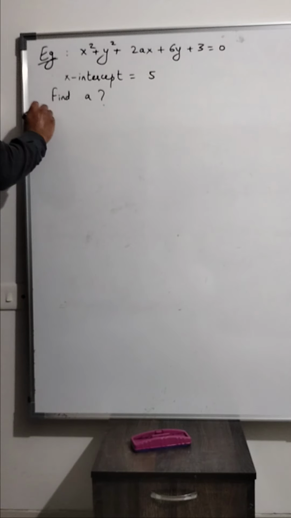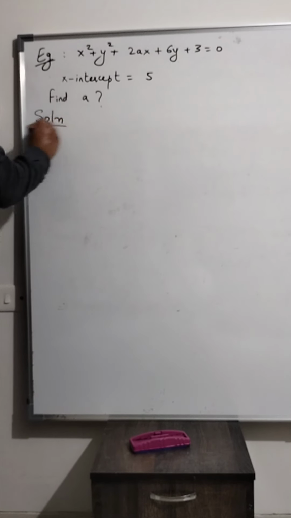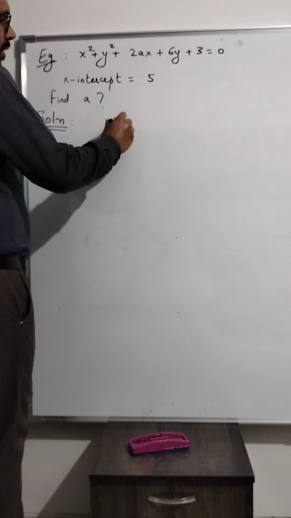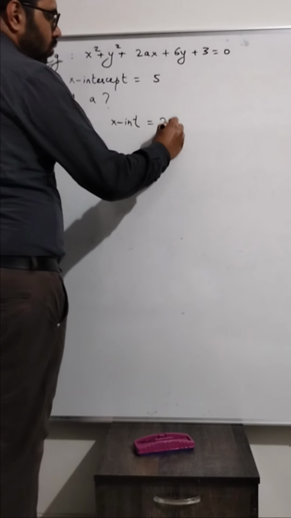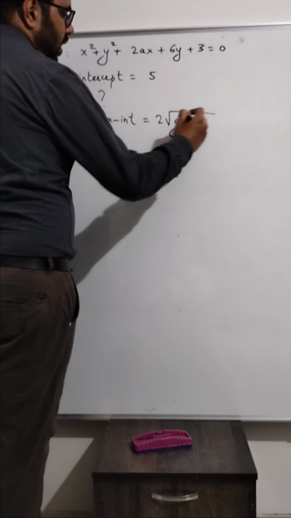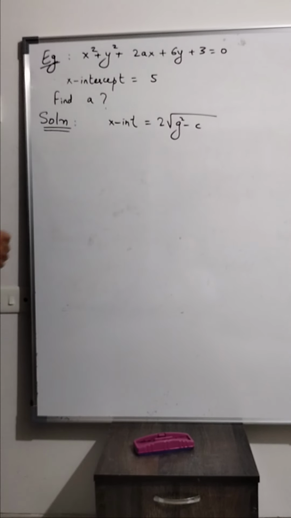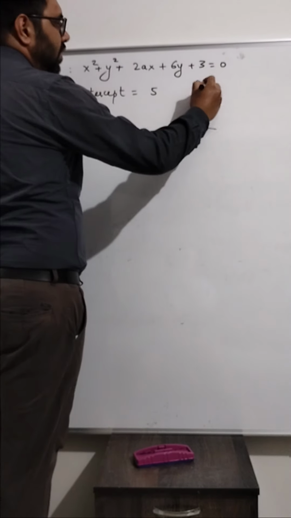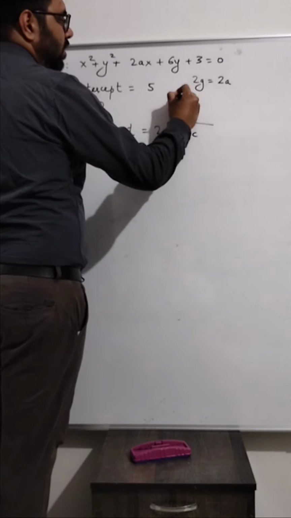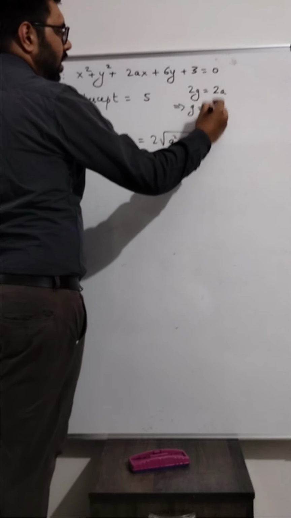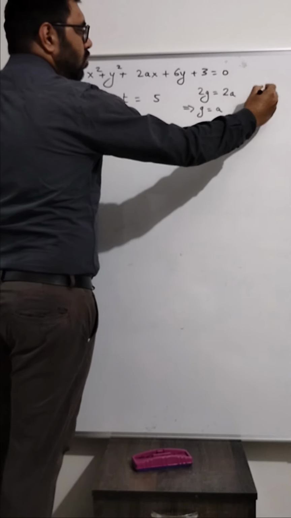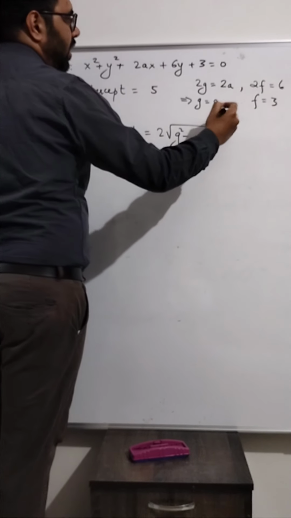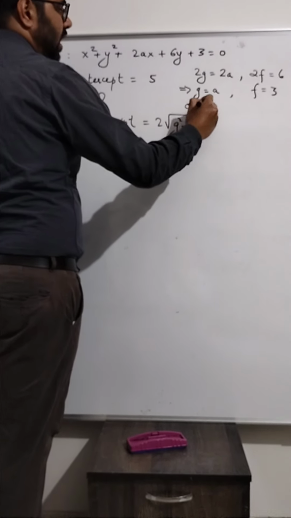Okay, so what we will do in this question is, we know the formula for x-intercept. The formula for x-intercept is 2 root g square minus c. First of all, we will compare this equation with the general form and identify g, f and c. Coefficient of x is 2g, so 2g is equal to 2a. This means g must be equal to a. Coefficient of y is 2f, so 2f is equal to 6. This means f is equal to 3, and constant term is given to us as 3, so c is equal to 3.